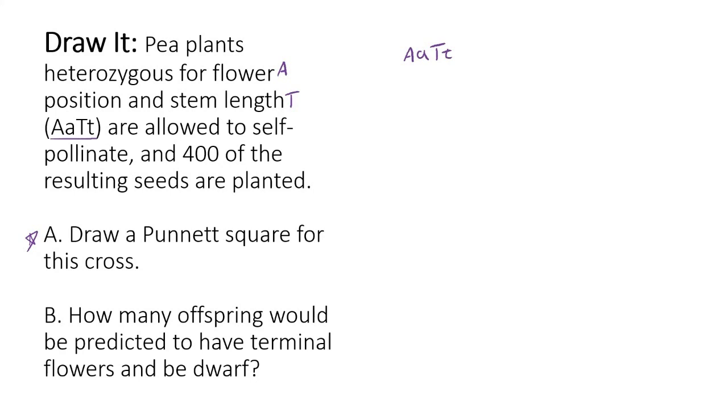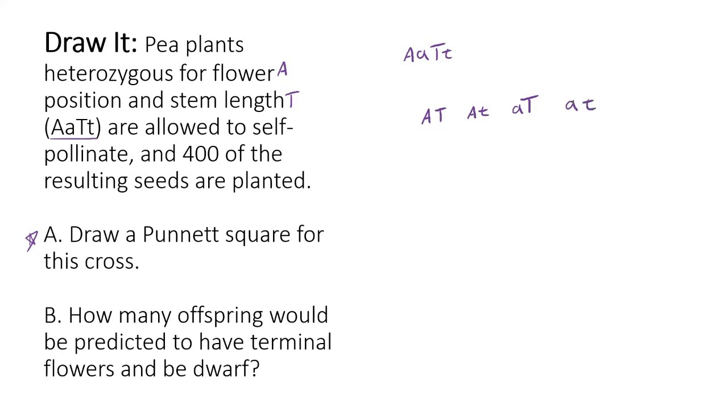So we have those, we'll say sperm cells, that have the dominant A and the dominant T. We have those sperm cells that have the dominant A and the lowercase t. We have those sperm cells that have the recessive A and the capital T, and we have those sperm cells which will have recessive A and recessive T.